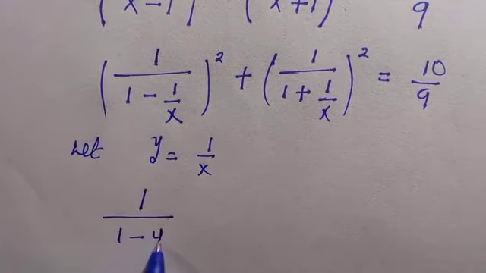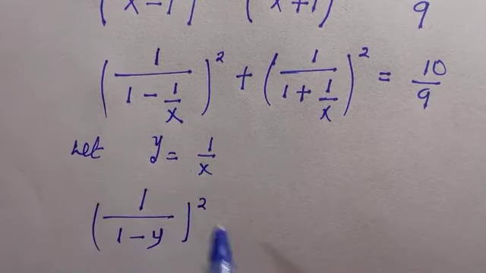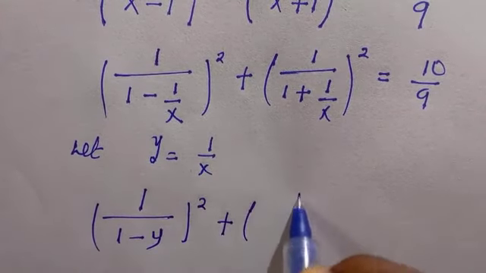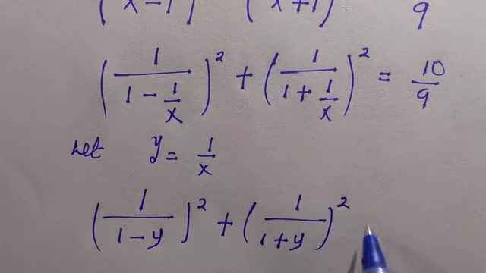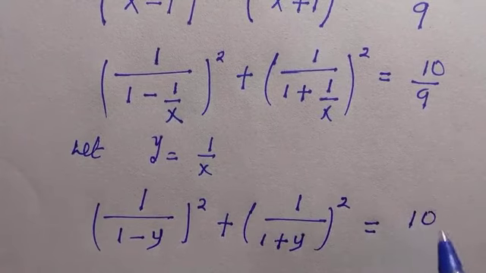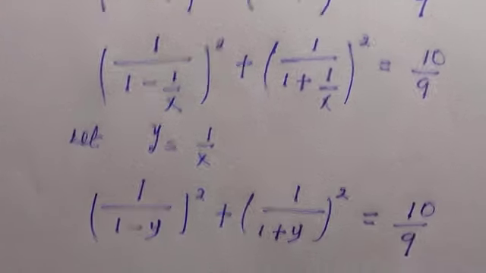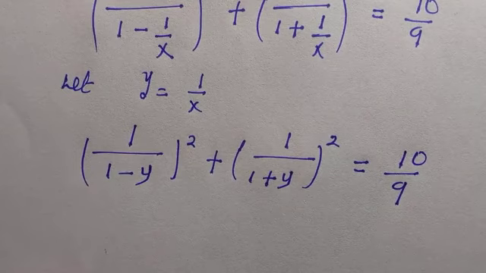I'm going to choose the letter y to represent 1 over x, just to make this easy to handle. Then we have 1 divided by (1 minus y) all squared plus 1 divided by (1 plus y) all squared equals 10 divided by 9. So having this, we are now going to apply that.